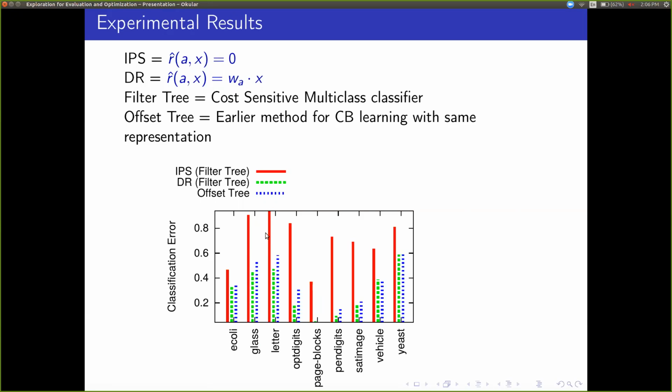There's the IPS approach, which is the red, and it suffers from a lot of variance, as we were discussing. There's also this offset tree, which is a different approach that I'm not talking about right now. It has some nice properties, but it isn't as low variance as double robust. So in most cases, double robust works better than the offset tree.